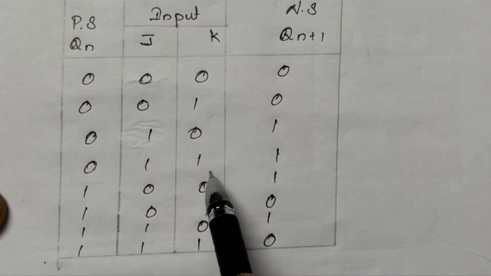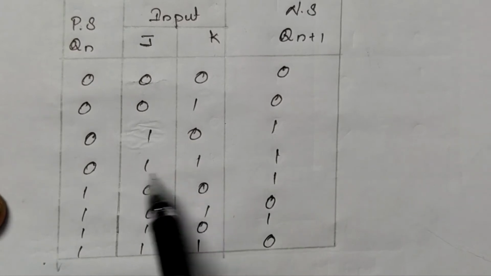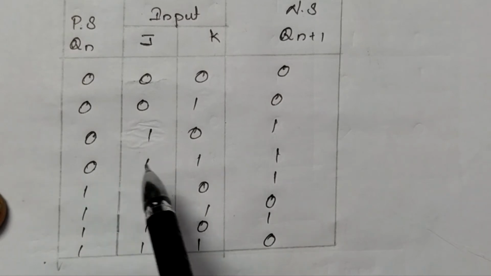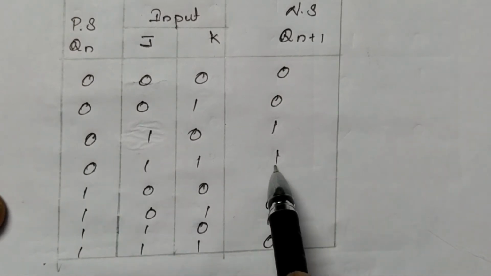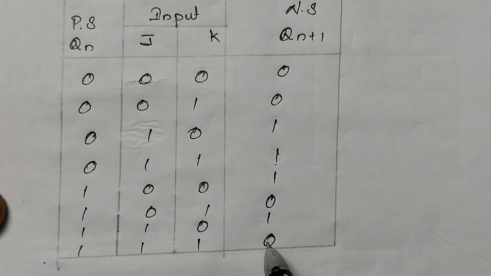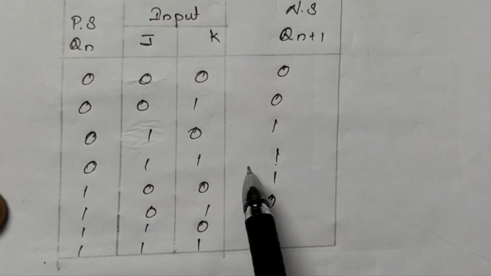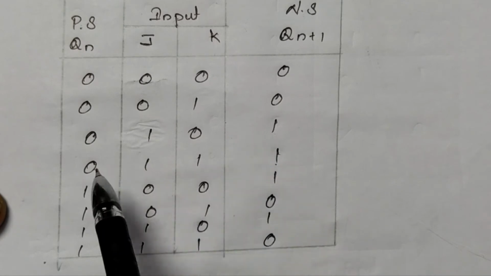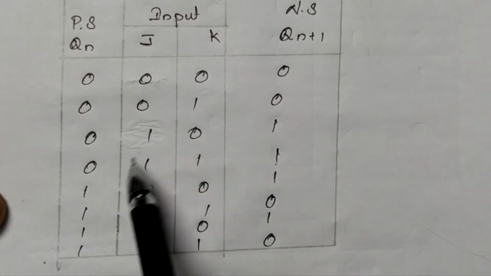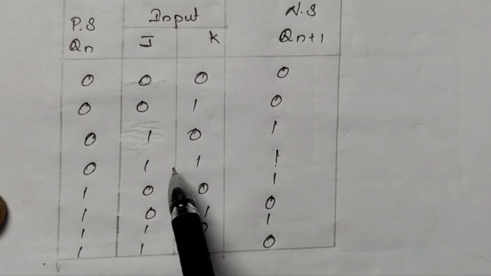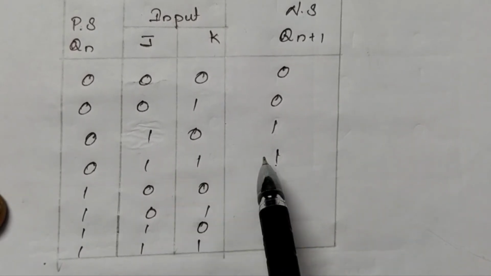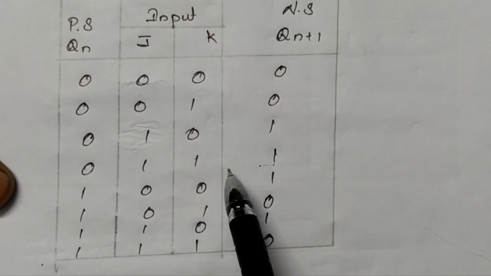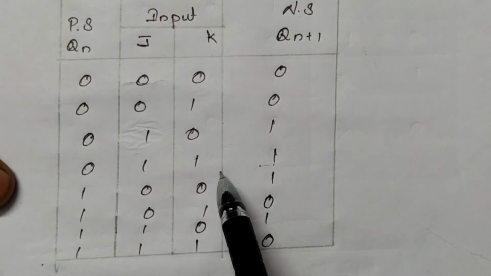Here the important thing to note is, when both inputs are 1, the next state is equal to the present state bar. Therefore if it is 0 then we will have 1, if it is 1 then we will have 0. That makes some issue, because this next state will be the present state after some delay. Therefore when both J and K values are 1, the output will be toggled between 0 and 1. So that condition is called the racing condition. It's an important 2-mark question.